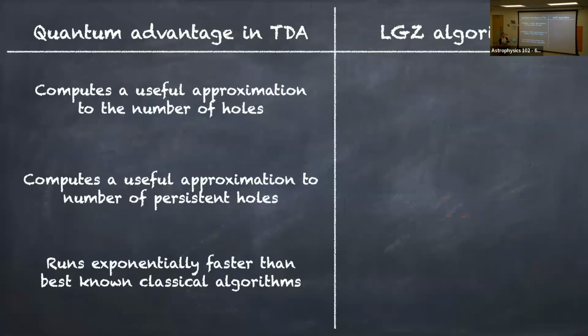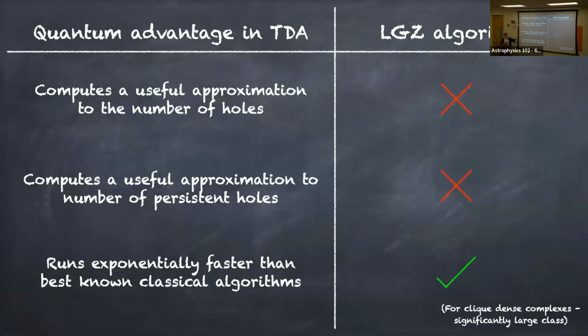Okay, so I'm going to give you a little summary of the LGC algorithm, and some of the algorithms that have come afterwards, modifying this initial algorithm. So the first thing, as I've outlined on the previous slide, is that this algorithm doesn't really give us a useful approximation of the number of holes. It gives us some information, but this normalization by the number of simplices really does limit the utility of this algorithm. It also doesn't compute a useful approximation for the number of persistent holes. It only looks at holes at a particular length scale, so it doesn't give us this idea of how the holes change as you vary the length. But as far as we know at the moment, it does run exponentially faster than can be done on a classical computer.